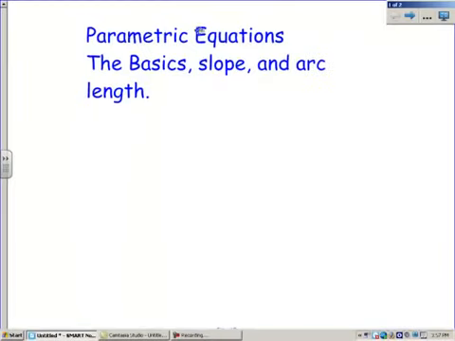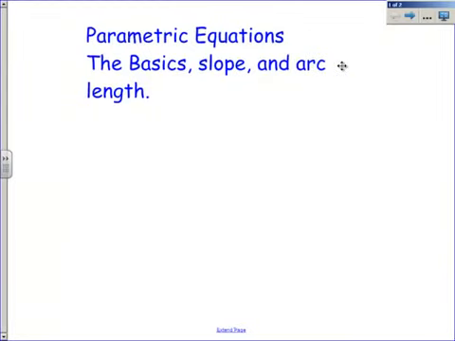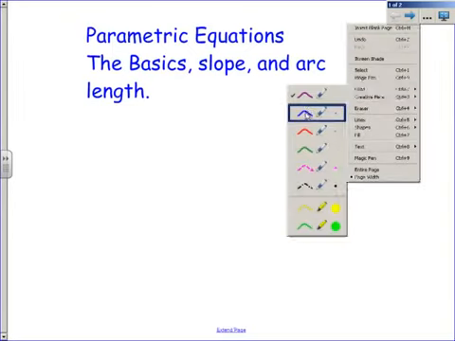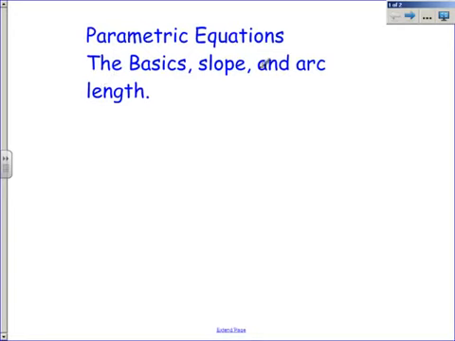Well, hi guys. We're going to do parametric equations and polars and vectors with this next unit. And so we're going to start with parametric equations. The basics, we're going to do some slope and some arc length. And parametric equations are basically how to graph non-functions, things that do not pass the vertical line test.